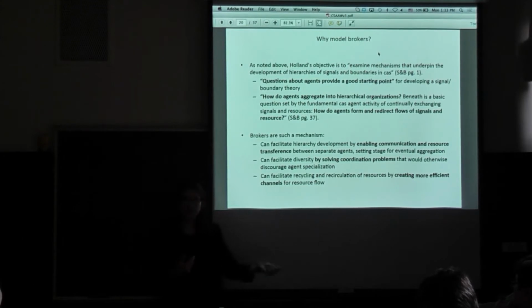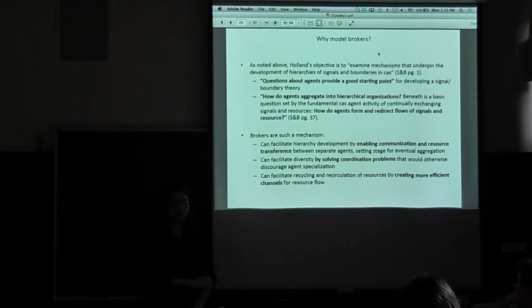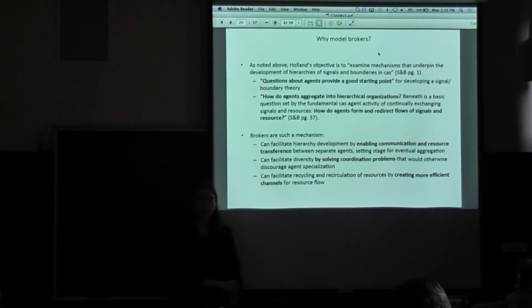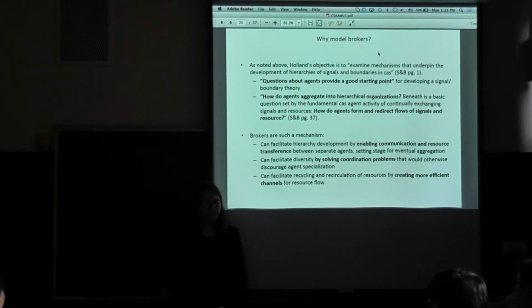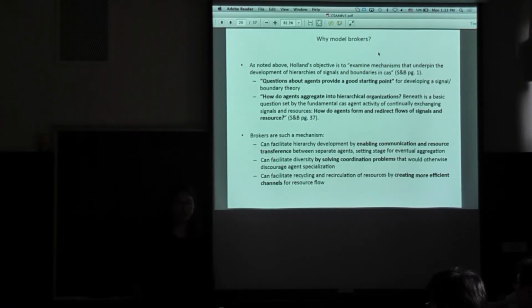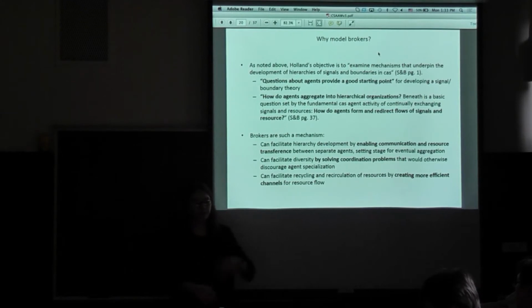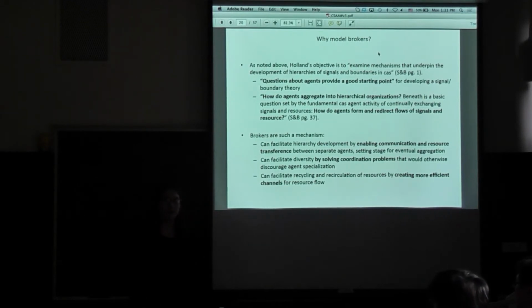They can facilitate diversity, which is one of the interaction categories we talked about at the very beginning, by solving coordination problems that would otherwise discourage agent specialization. As agents become more and more specialized, it might be harder to send signals back and forth if there are many diffusion steps that they must go through. Brokers can also facilitate recycling and recirculation of resources by creating more efficient channels for resource flow, which is, yes.